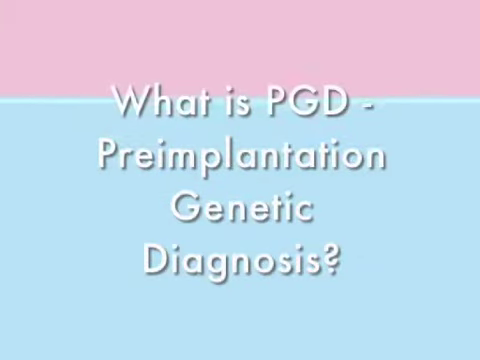Pre-implantation genetic diagnosis, or PGD, is a technique that allows us to determine the gender of your embryos prior to transferring them back to your uterus. This process requires you to undergo in vitro fertilization.